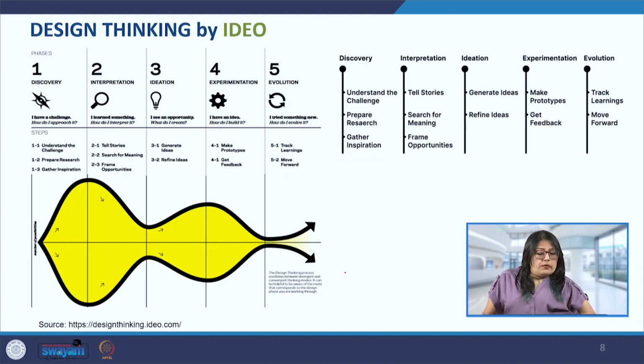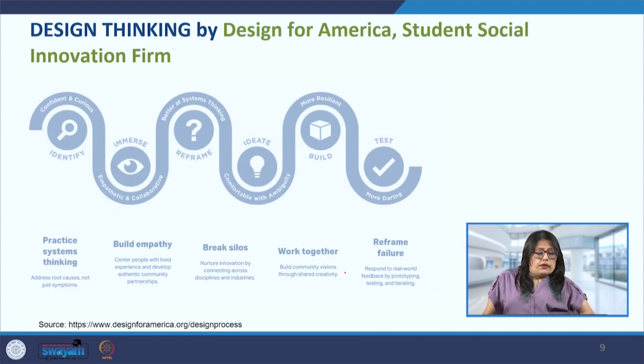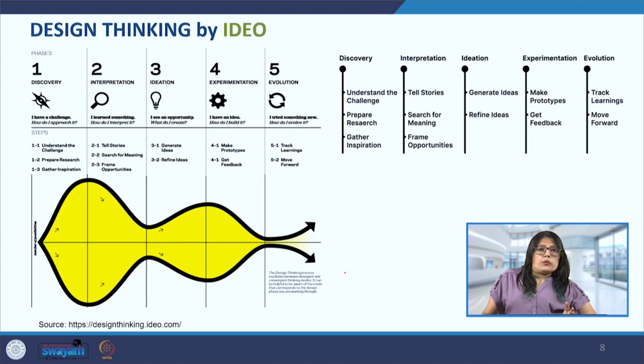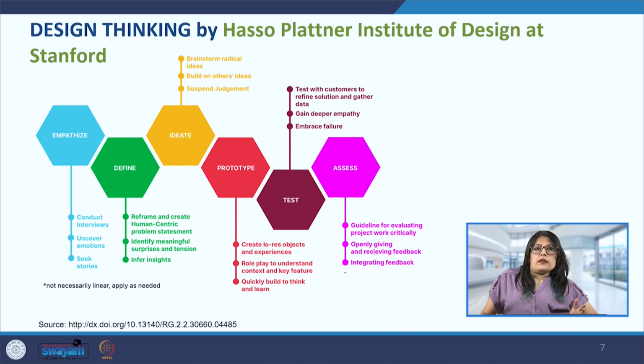Similarly, in the design thinking by IDEO, again they are discovering, implementation, ideation, experimentation, evolution. So you can see that, and even in the next one here, the design thinking by Design for America, student social innovation, that ideation is where we start coming up with ideas, and you can see that it is towards the middle or towards the other end of the process. So a lot of homework is done beforehand. So we can see in all of these design thinking processes, ideation is coming up later.